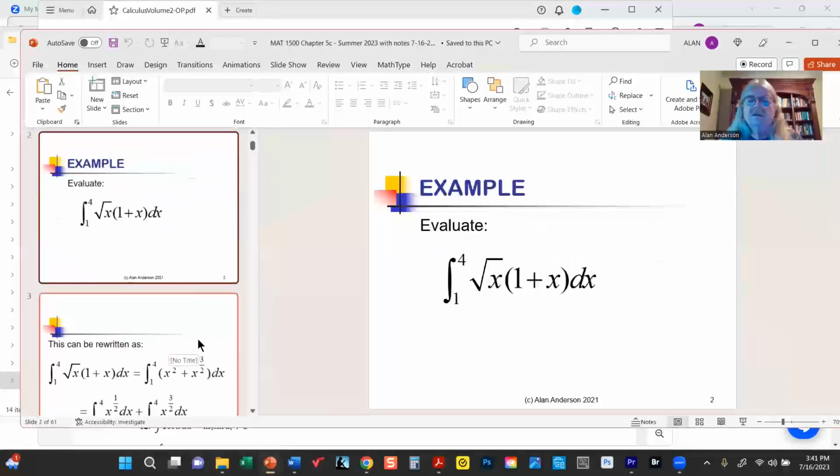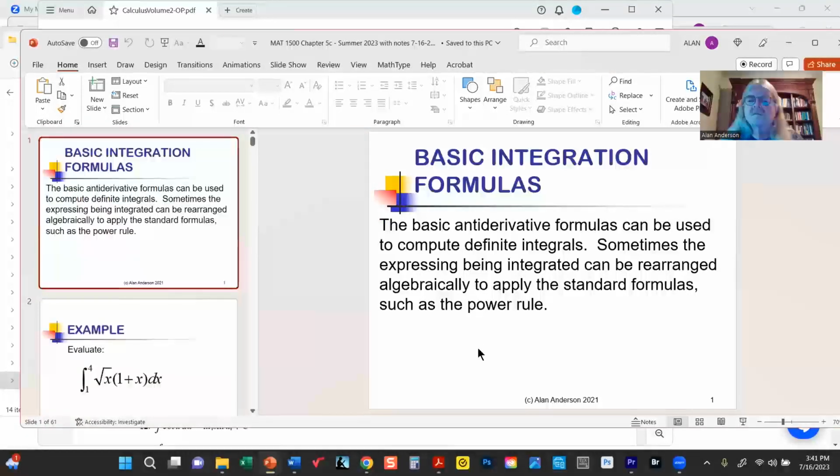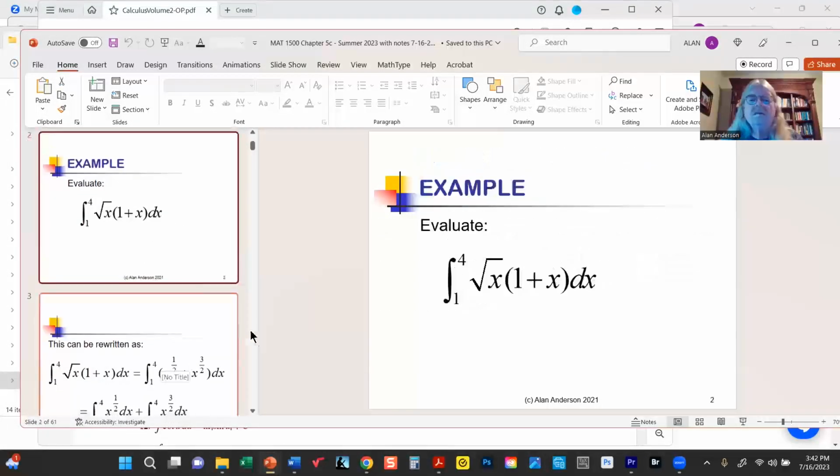Now, here's an example. What if we had a mess like this? It looks like we're going to have a lot of trouble with this. So here's something we could do. Let's already, right off the bat, use algebra to rearrange it into something simpler. Now, in my opinion, you should always take radicals and turn them into powers of some kind. In other words, the square root of x, I would rewrite it as x to the 1/2 power.